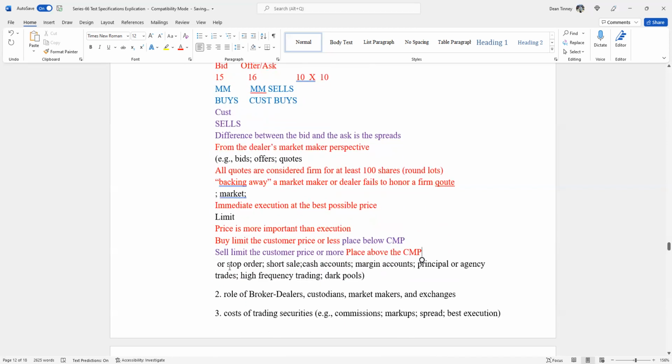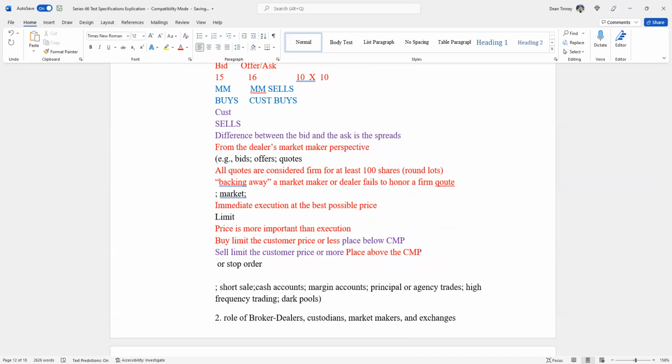We have stop orders. The number one use of a stop order is to stop a loss, and so that's why they're called stop orders. I have two versions of a stop order. Again, 66 is 2 questions in this category. 65 is 4 questions in this category. Unfortunately, we don't know what 2 or 4 questions you're going to get, so you're just going to have to do the work here.